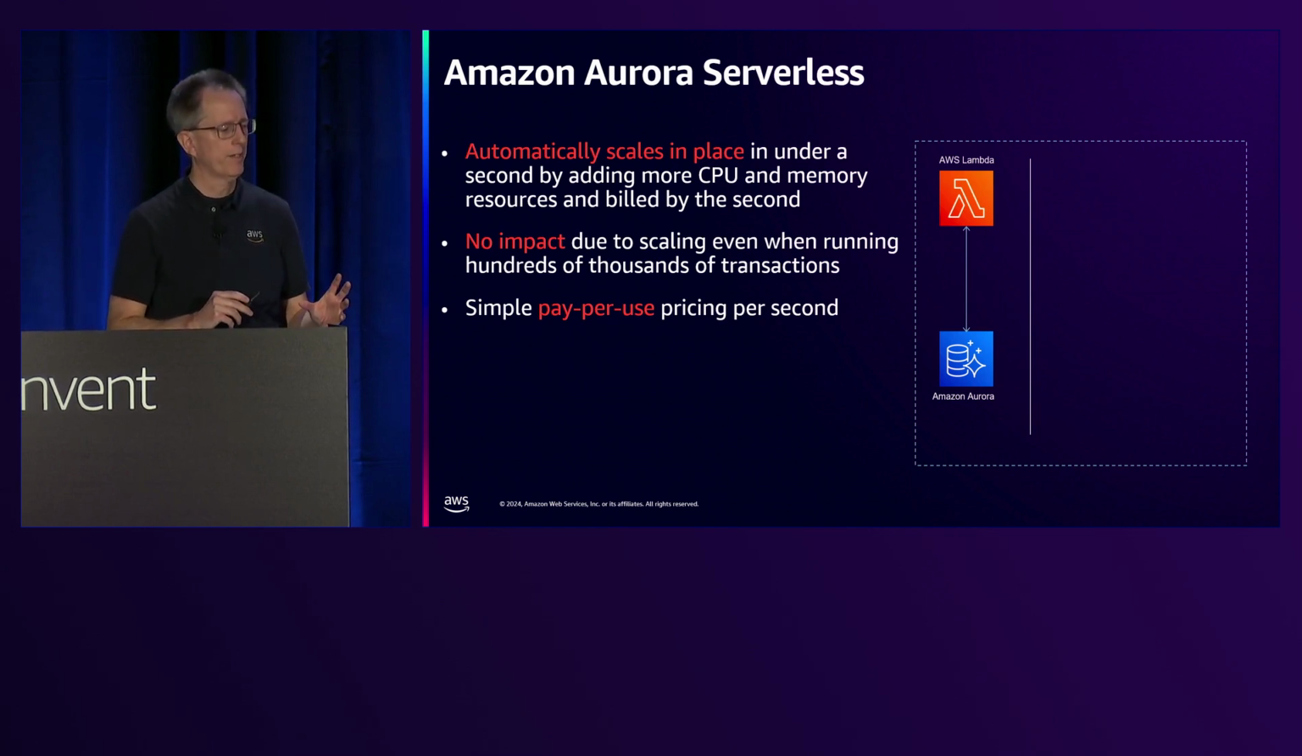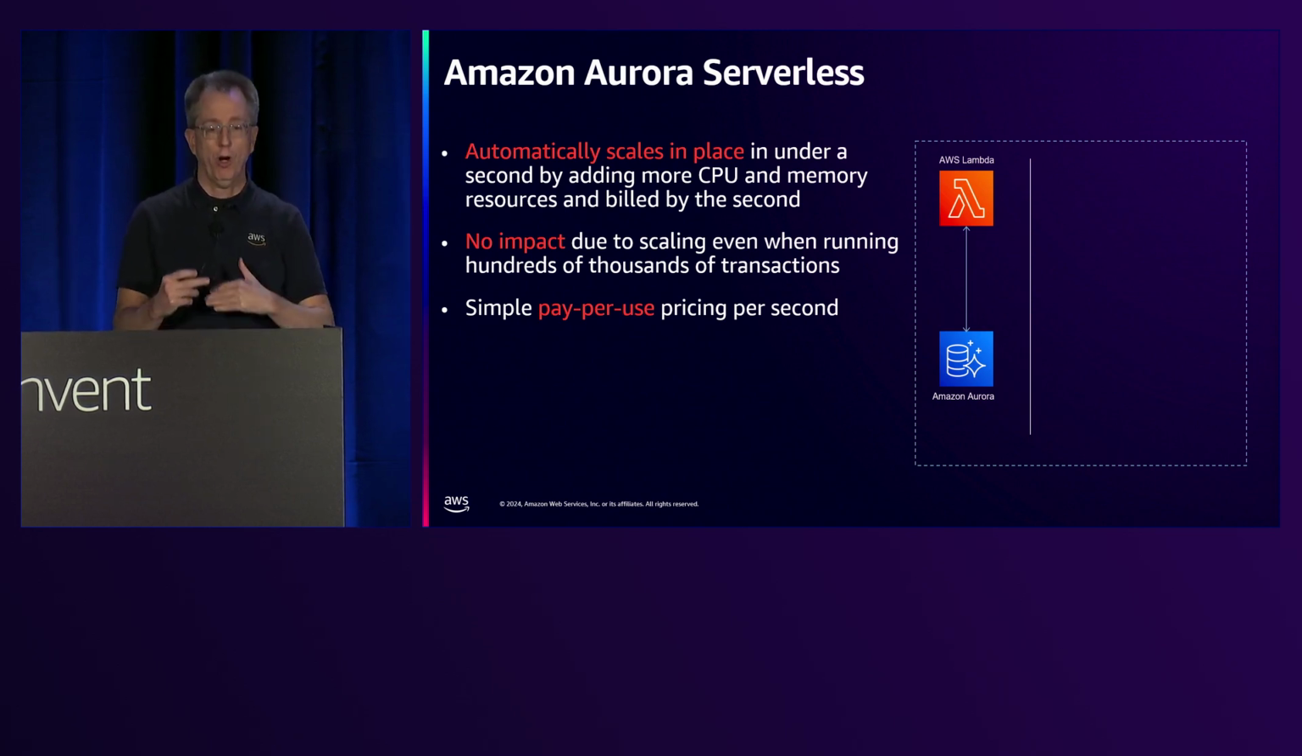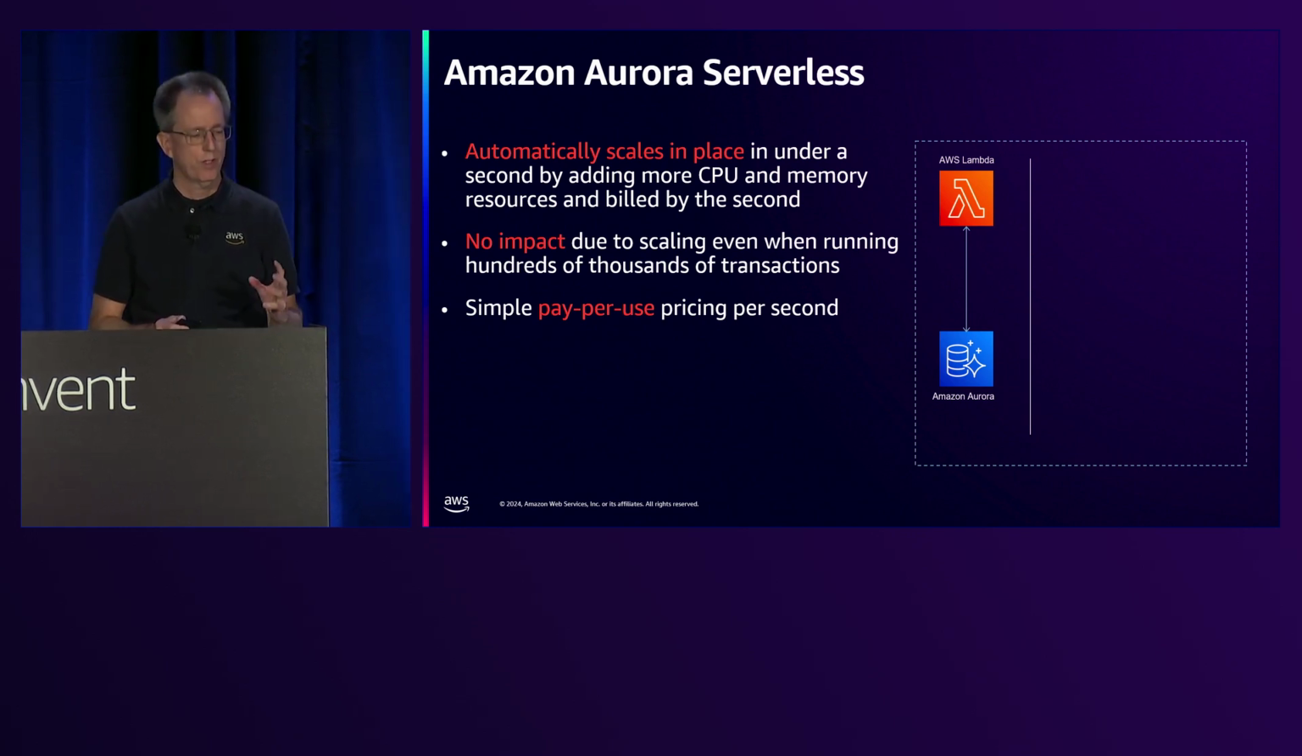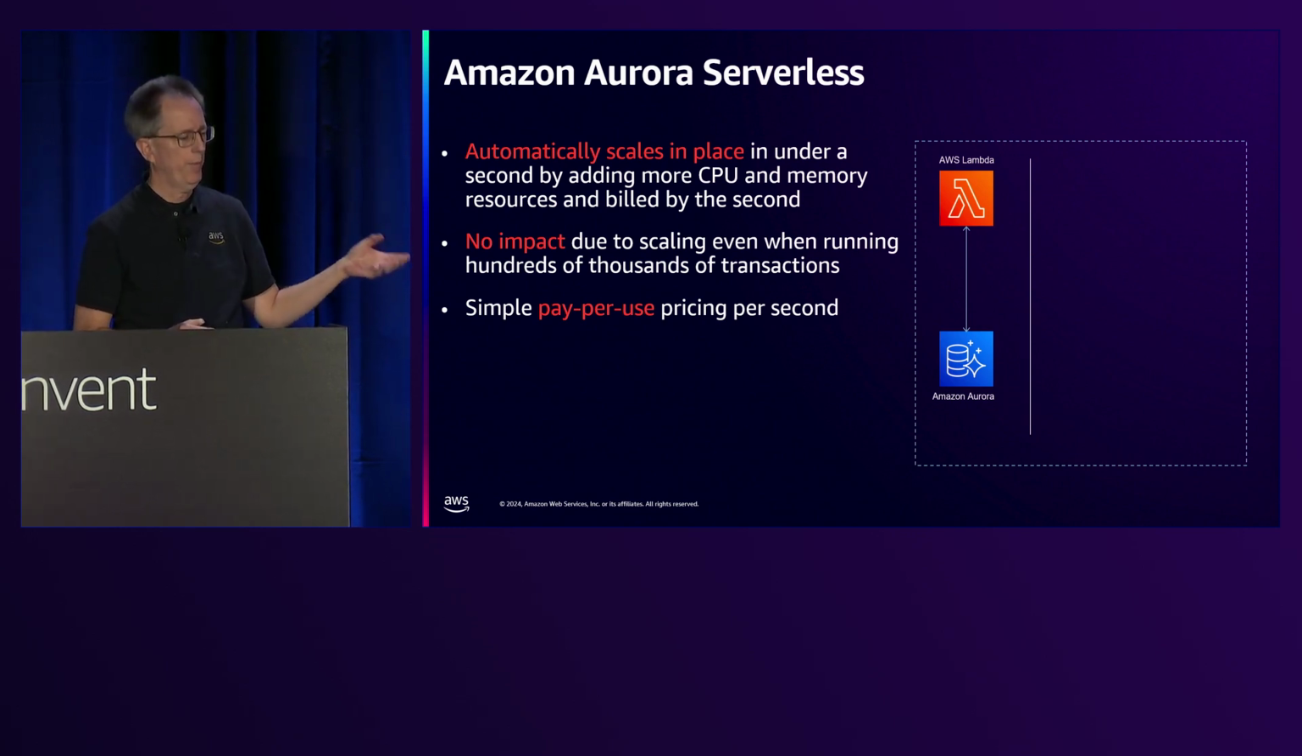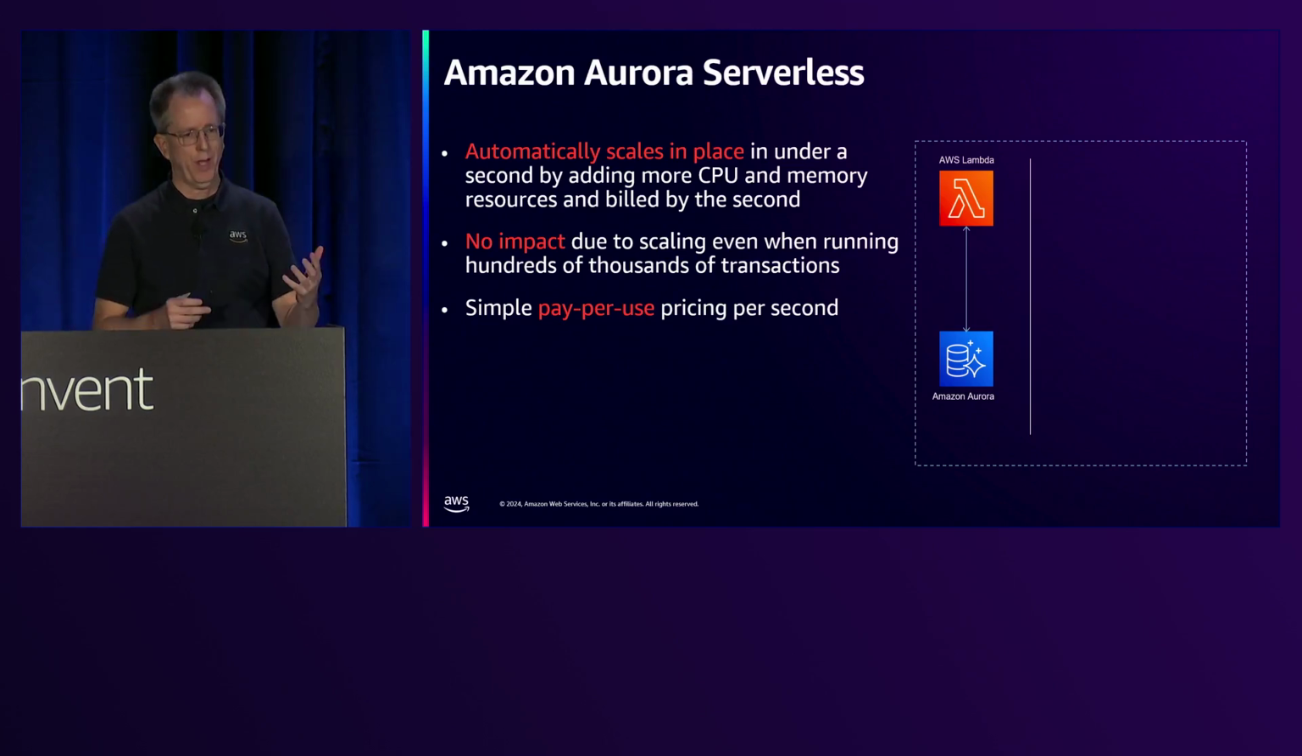It scales in place. So there's no switching, and it happens in seconds. We can add CPU and memory second by second. You're charged on a second by second basis, and there's no impact when we're scaling up or down. So this is really seamless. I'm just showing a Lambda connecting to an Amazon Aurora instance. That's sort of the high level.